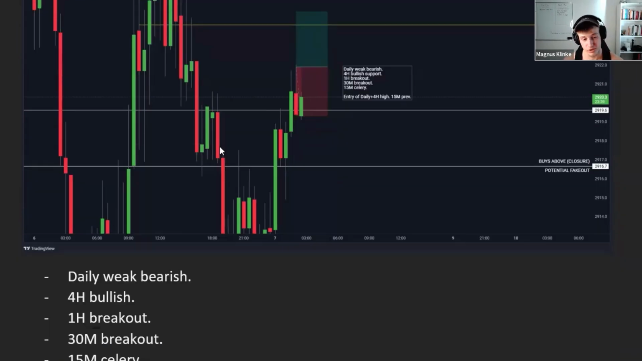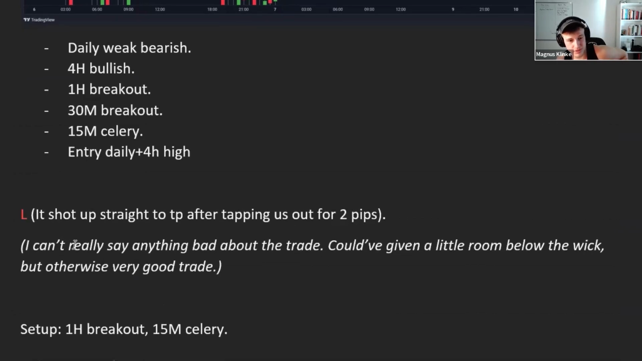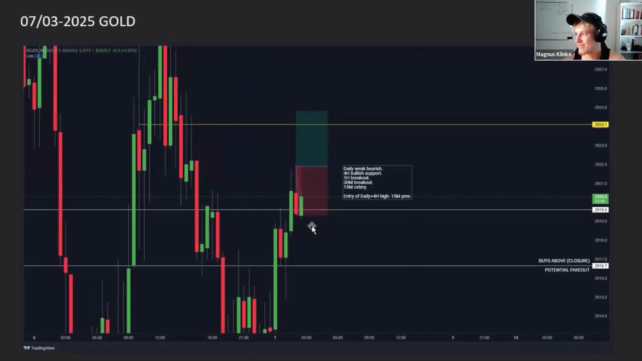So good loss though, because yeah, it shot up right after tapping TP out for 2 pips. Can't really see anything bad about the trade. Could have given it a little more room, but now I learned that. So that's great. Normally I don't see it, but I'm beginning now to put stops a bit below that low right there, or above that high if I'm entering off a sell. So a very, very good trade though.